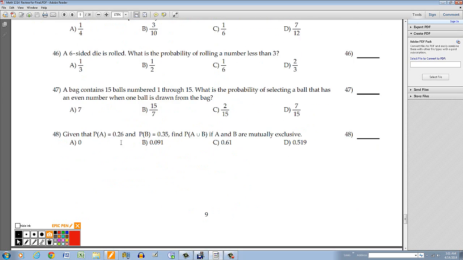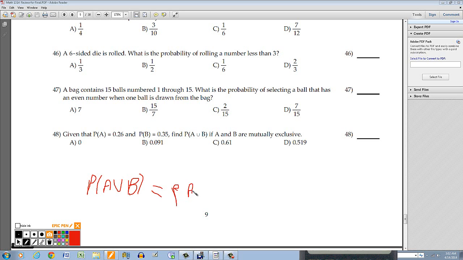48. Given that P of A is equal to 0.26, P of B is 0.35, find P of A union B. Okay, so for this one, this would be kind of a formula very similar to the one we had for cardinality, except this is probability. This one states the probability of A or B, or the probability of A union B, is equal to the probability of A plus the probability of B minus the probability of the intersection. That is, they both occur at the same time.